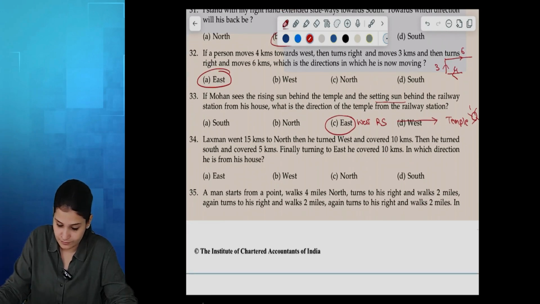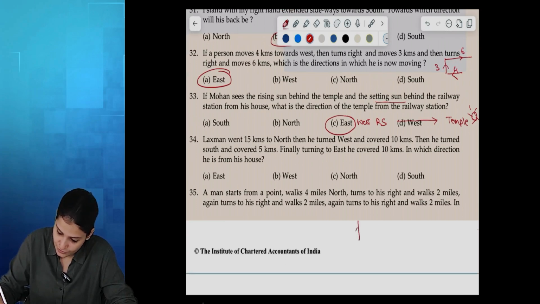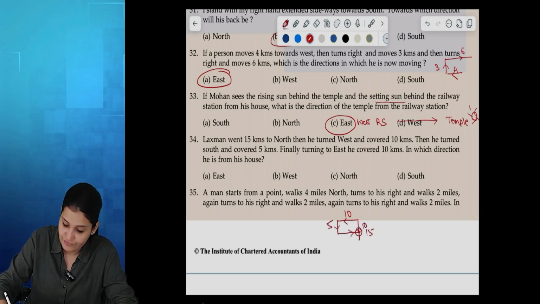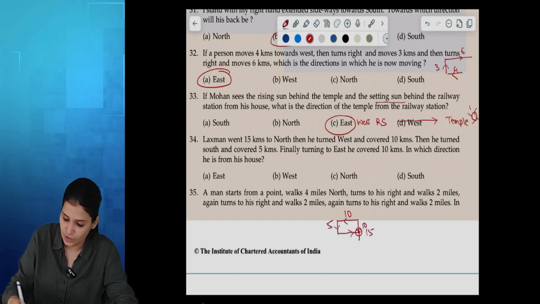34. North. Lakshman went 15 kilometers to north. He turned west and covered 10. Then he turned south and covered 5. Finally, turning to east, he covered 10. So again came back to the same line. In which direction is he from the house? He is upward. So he is in the northern side.